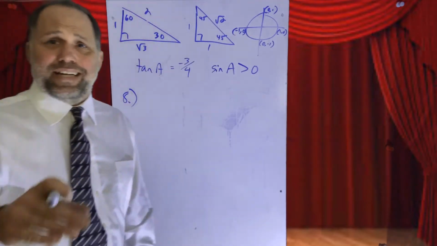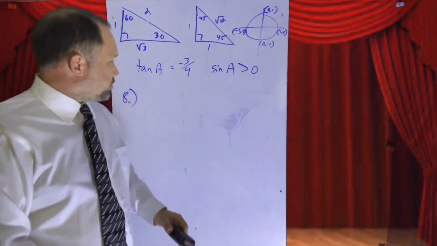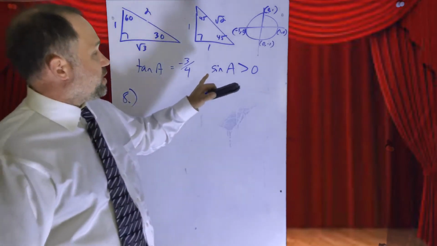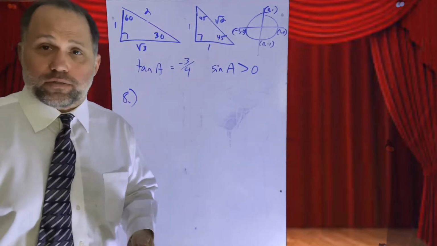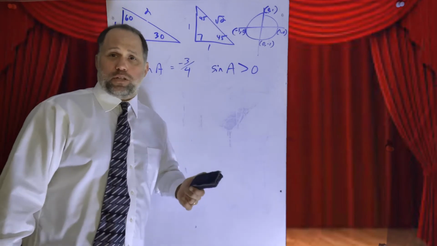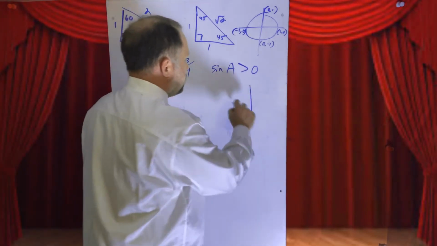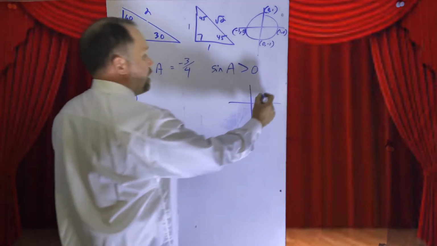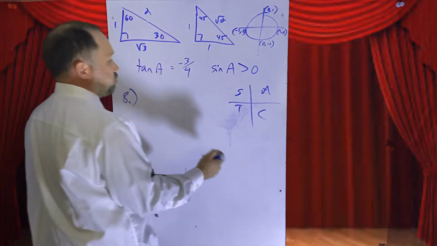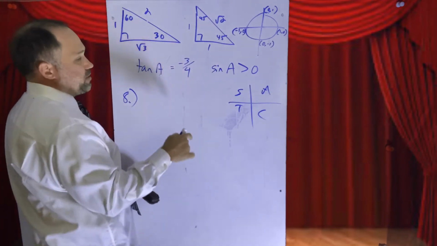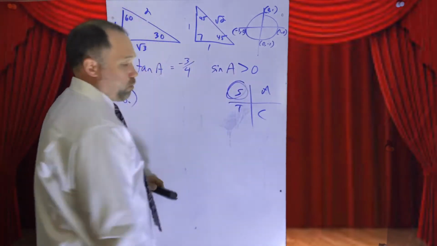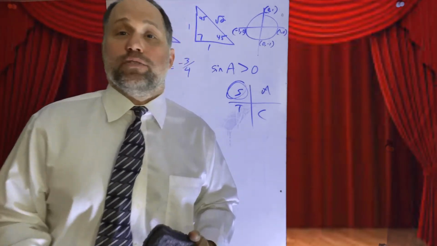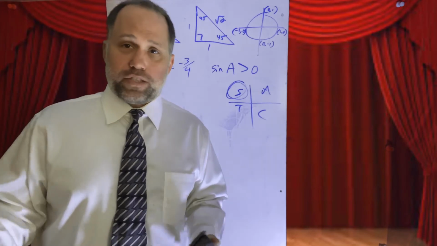All right, numbers 8, 9, and 10 all use the same information. You were told that the tangent of A was negative 3/4, and also told the sine of A is greater than 0. All of that is going to establish what quadrant you're in for you. So tangent's negative, sine is bigger than 0, which means it's positive. So ASTC. All right, so where is tangent negative and sine positive at the same time? Right here in quadrant 2. That's the whole key, is that we're in quadrant 2. So you need to make sure you're in quadrant 2 for this entire section of questions, 8, 9, and 10.